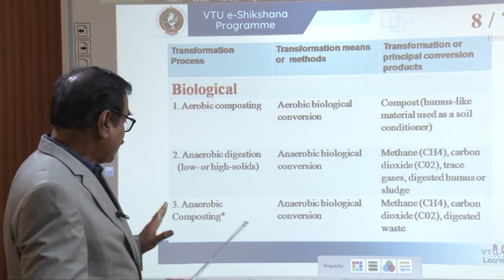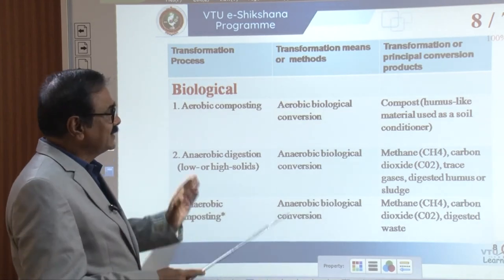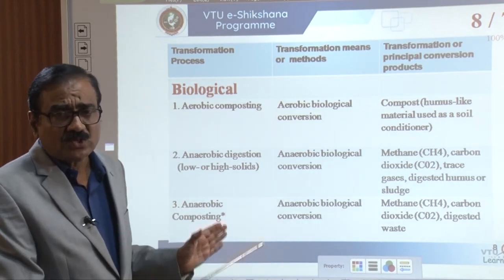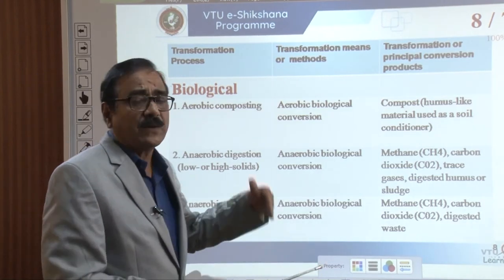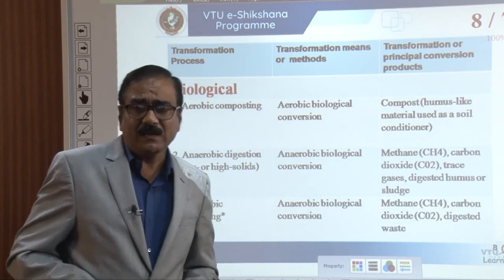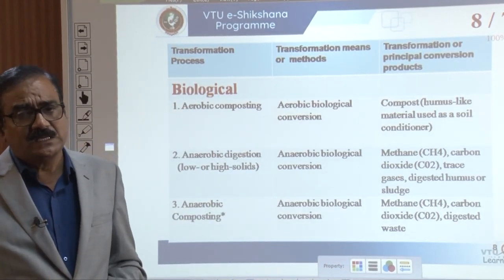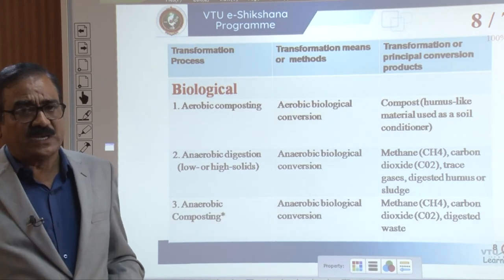And this anaerobic composting is also converting the organic fraction of the solid waste into a compost in the absence of air, and that also has a lot of value as a manure or a soil conditioner.